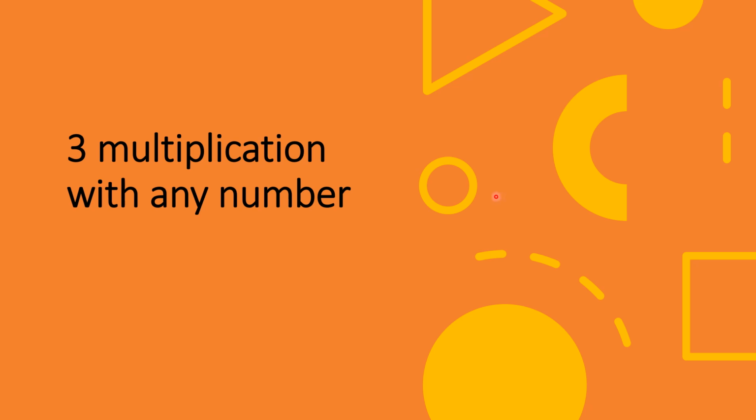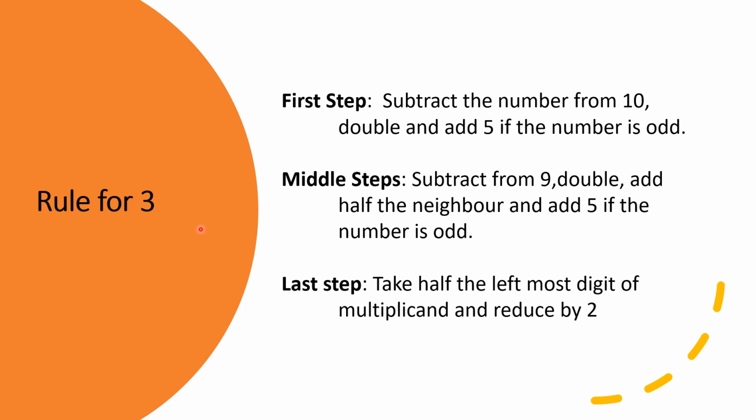Let's have a look at 3, multiplication with any number. So here the rule for 3 is similar to what we have seen for 4, but the only thing is we will have to double the number here. Subtract the number from 10, and before adding 5, if the number is odd, we'll have to double the number. And similarly, you can see the middle steps also. You will have to first subtract from 9 and then double the number and then add half the neighbor and add 5 if the number is odd. And for the last step, instead of reducing it by 1, you will have to reduce it by 2.